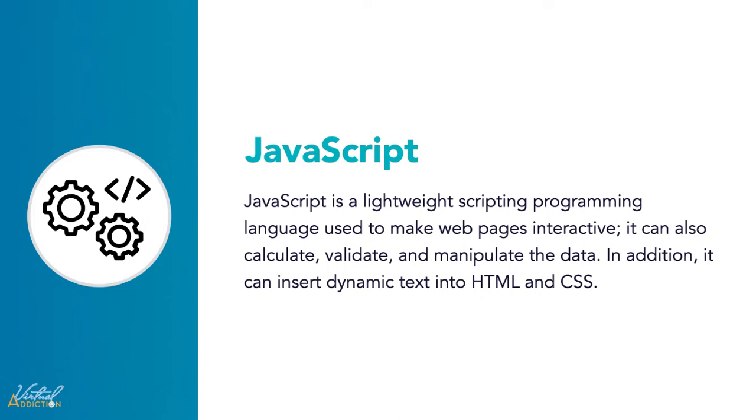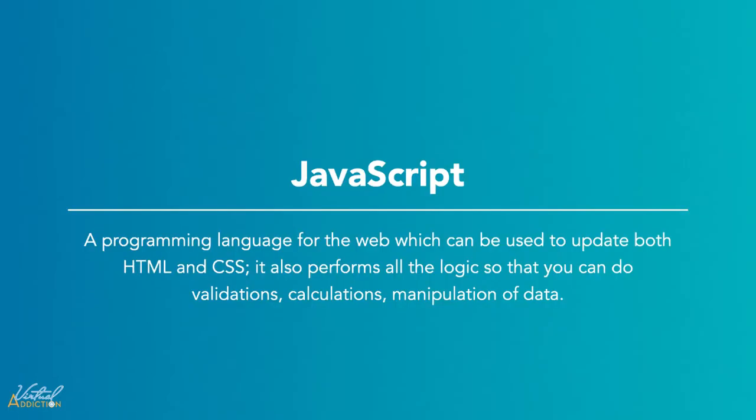JavaScript allows us to calculate, validate, and manipulate the web page data. In addition, it can insert dynamic text into HTML and CSS. Simply put, JavaScript is a dynamic programming language for the web which can be used to update both HTML and CSS. It also performs all the logic so that you can do validations, calculations, and manipulation of data.